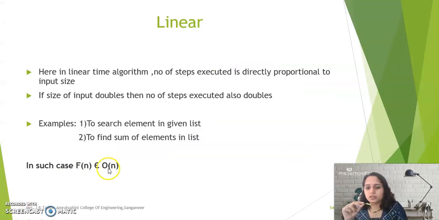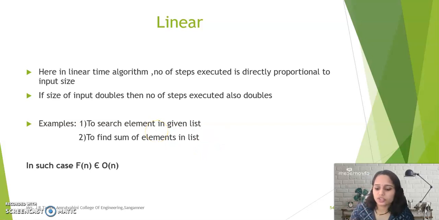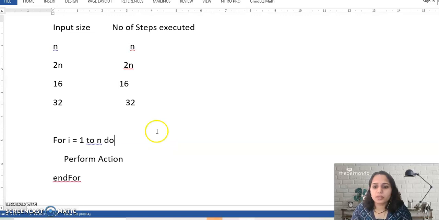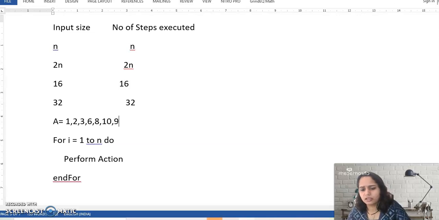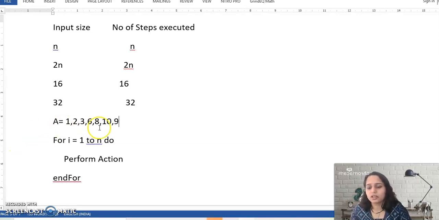The very first one is to search for an element in a given list. Remember, how can we write the code for searching an element in a given list? For example, I have some elements inside the list A. A is the array which contains the elements: first 1, then 2, then 3, maybe 6, then 8, maybe 10, or maybe 9. So the elements are in random order, right? Consider, for example, that we are linearly searching the data.